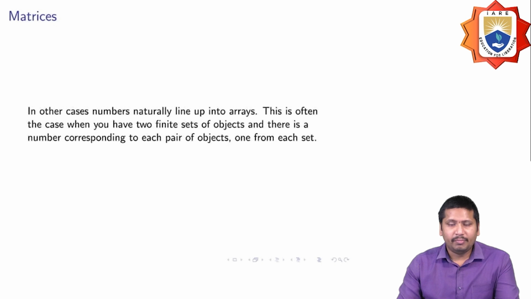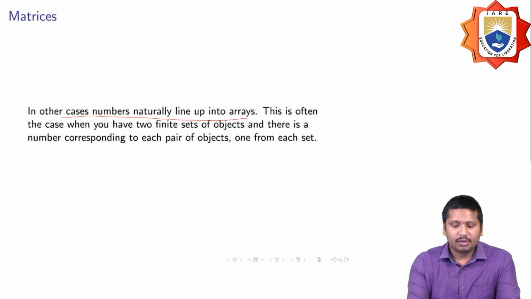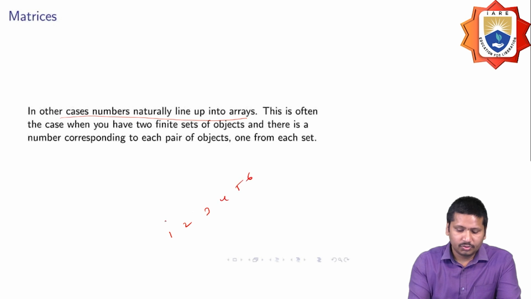Next is matrices. What are matrices, and how can you represent them? In other cases, the numbers naturally line up in the form of arrays. Like this, in the form of an array, I can represent it.